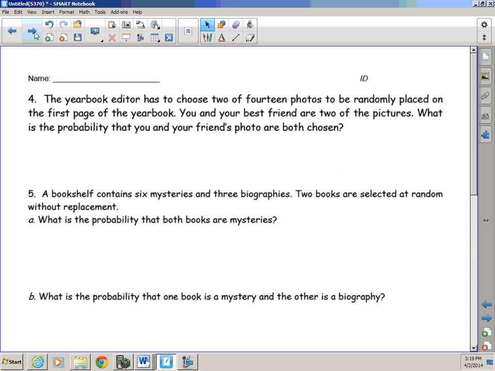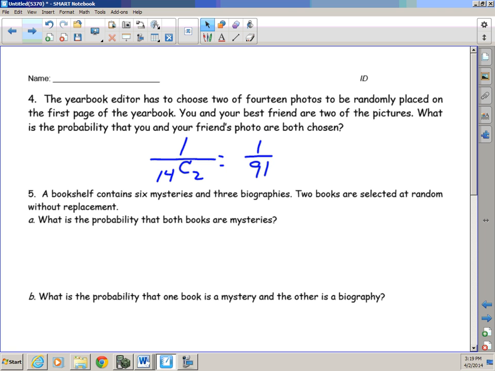Next, the yearbook editor has to choose 2 of 14 photos to be randomly placed on the first page of the yearbook. You and your best friend are 2 of these photos. What is the probability you are both chosen? Well, there's only one way for you guys to be on the yearbook because it doesn't say anything about where you are on the page. But there are 14 photos of which 2 are being chosen, so you have a 1 out of 91 chance.